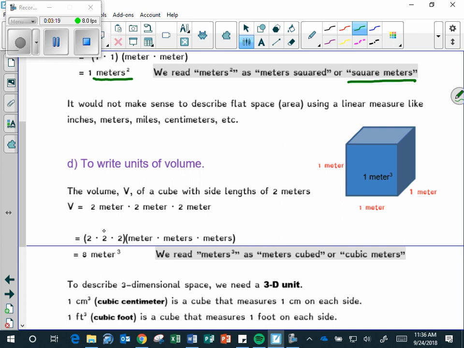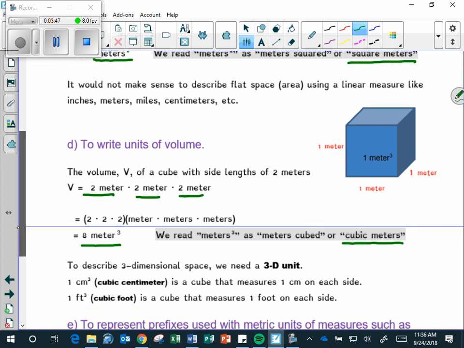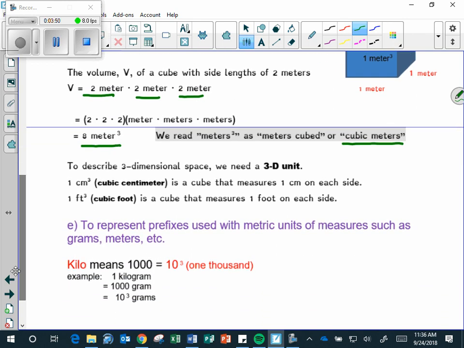The volume of a cube, if all the lengths were 2, would be 2 times 2 times 2. So you have 3 dimensions, which is really where the cubic comes from. We would express our answer there: 2 times 2 times 2 is 8. You could either write meters to the third power, which is read cubic meters, or you could write the phrase cubic meters.